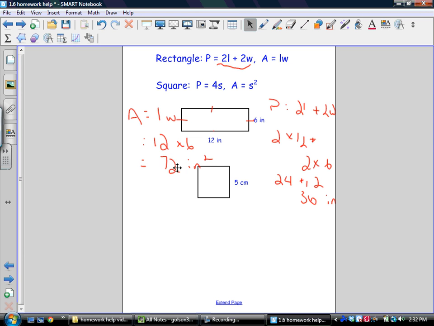So now let's look at the square down here. We see that the side is 5. Now, if I want to find the perimeter of a square, I would add up the 4 sides. Well, they're all the same. So the shortcut there is just multiply by 4. 4 times whatever the side is. So in this case, I'd write perimeter is 4 times S.